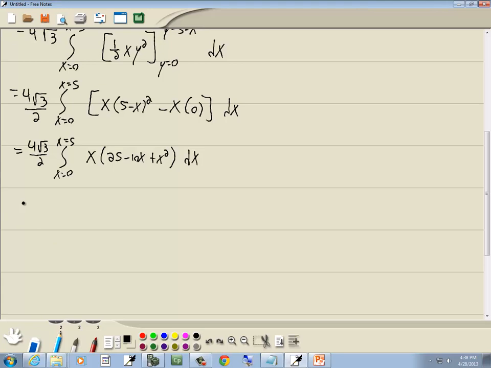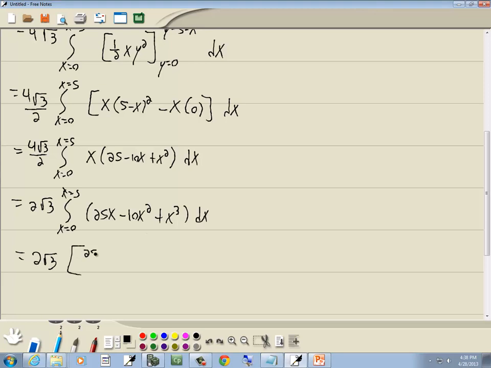which gives us, let's see, actually I guess I can simplify that, right? 4 divided by 2 is 2. So we've got 2 square root of 3, x is equal to 0 to x is equal to 5. X times 25 is 25x. X times negative 10x is negative 10x squared. X times x squared is x to the third dx.